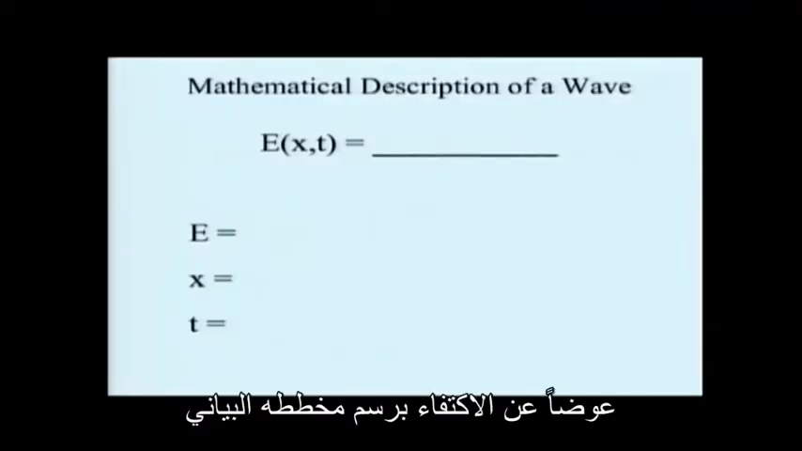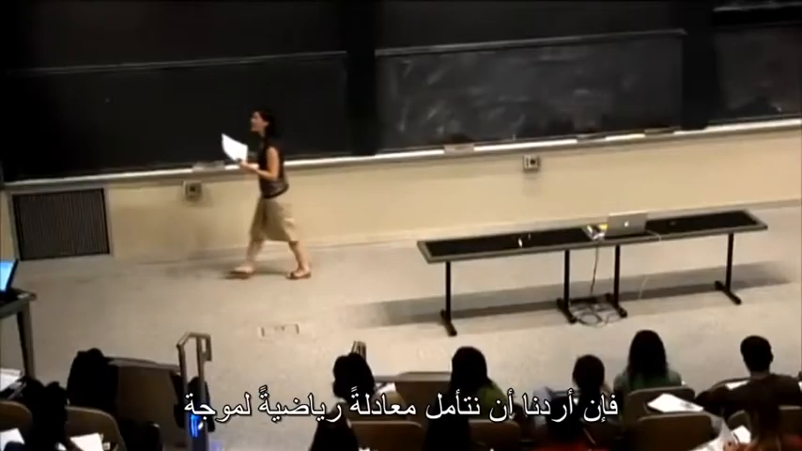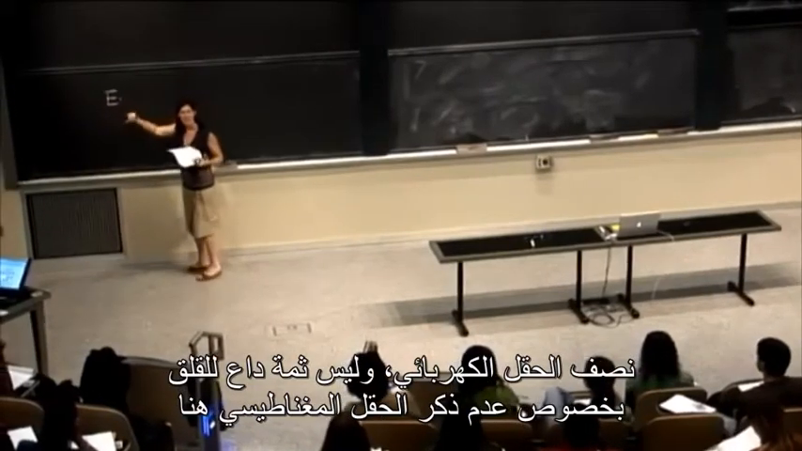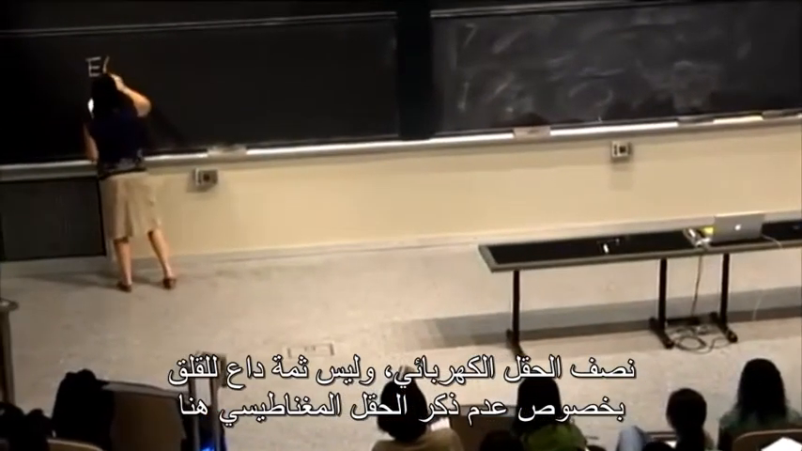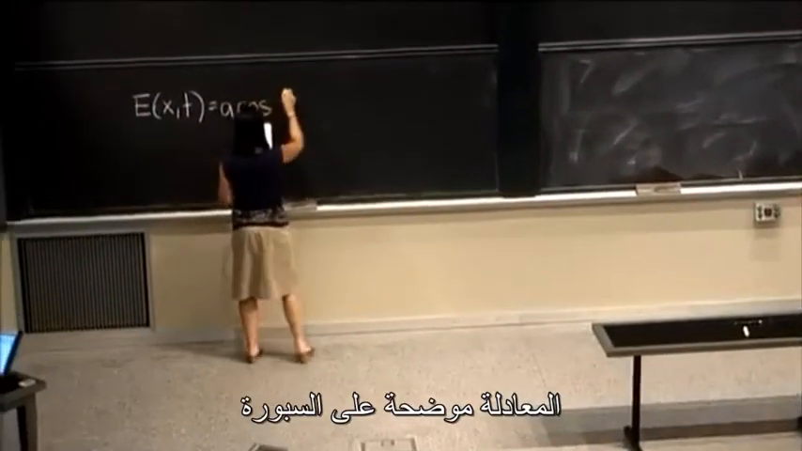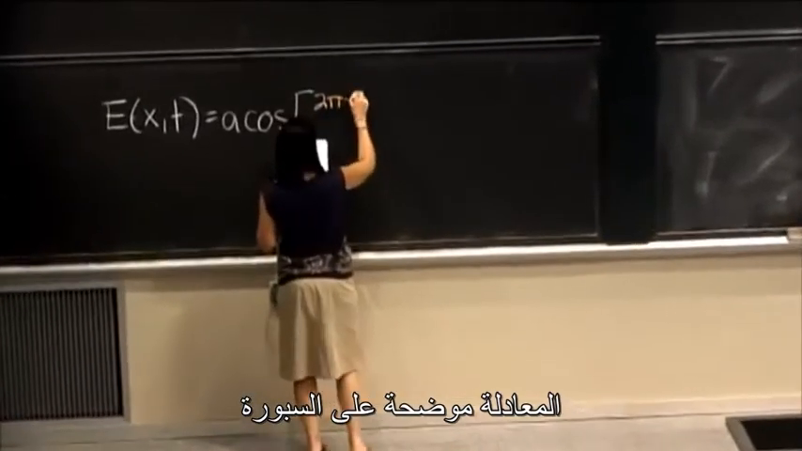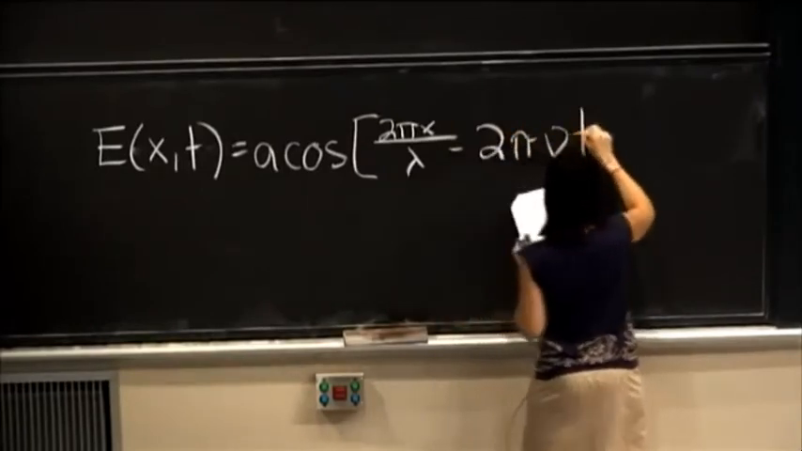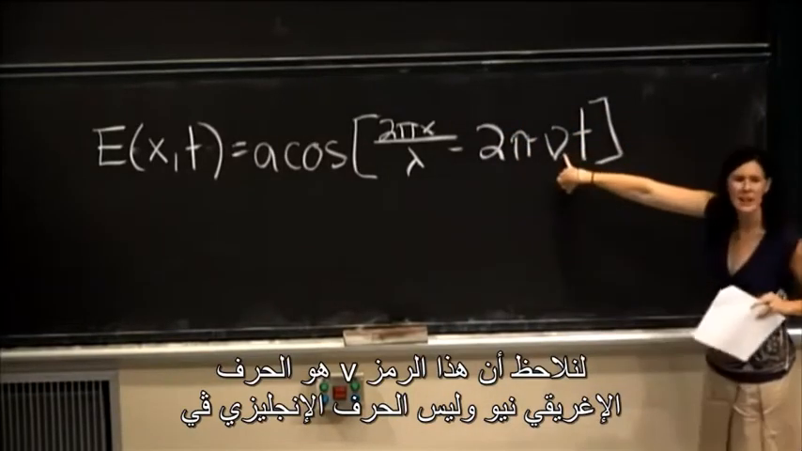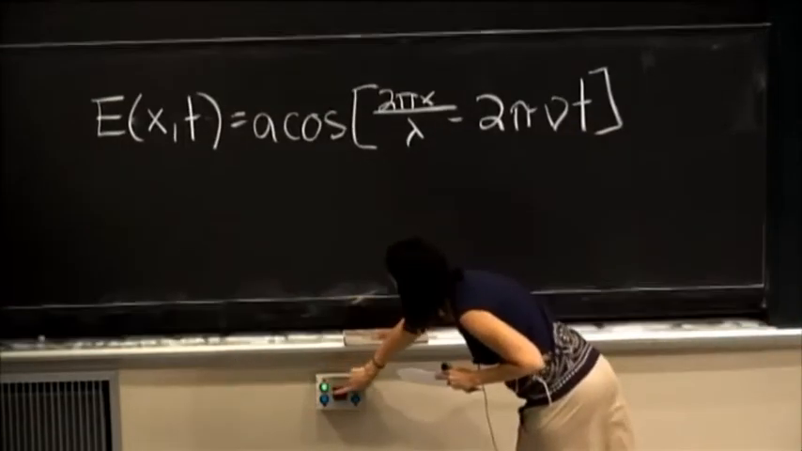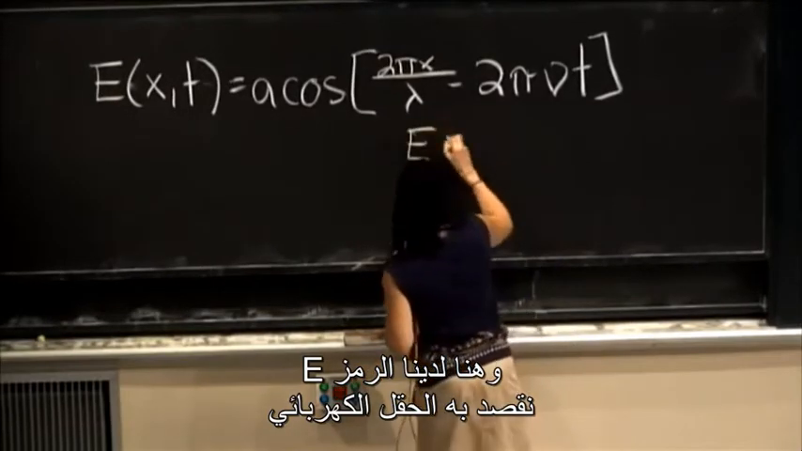We can also mathematically describe what's going on here other than just graphing it. So if we want to look at the mathematical equation of a wave, we want to describe, again, as I mentioned, the electric field. We're not worrying about the magnetic field here. As a function of x and t, E(x,t) is equal to A cosine(2 pi x over wavelength minus 2 pi nu t). And note that this is the Greek letter nu. This is not a v. Where E is equal to the electric field.